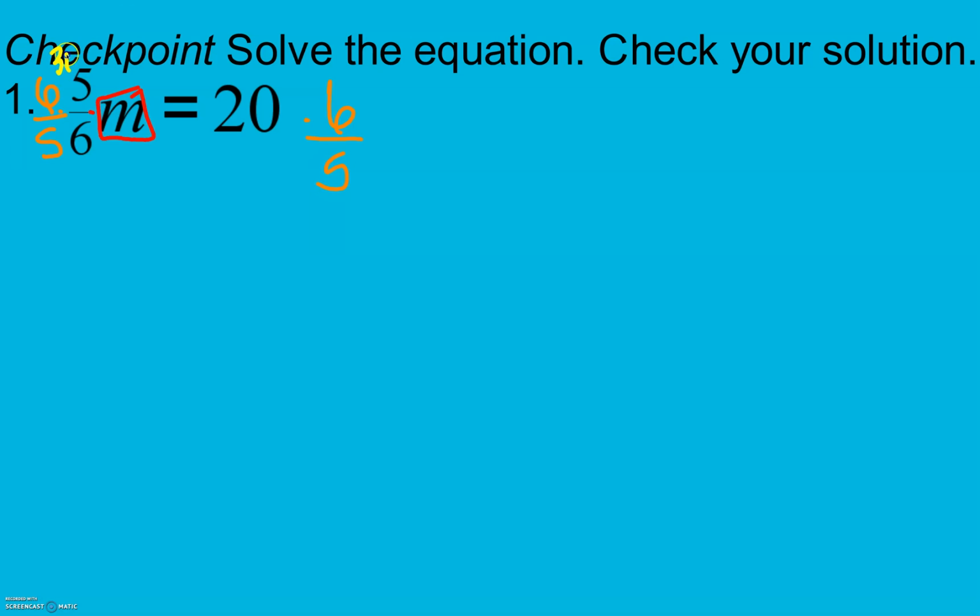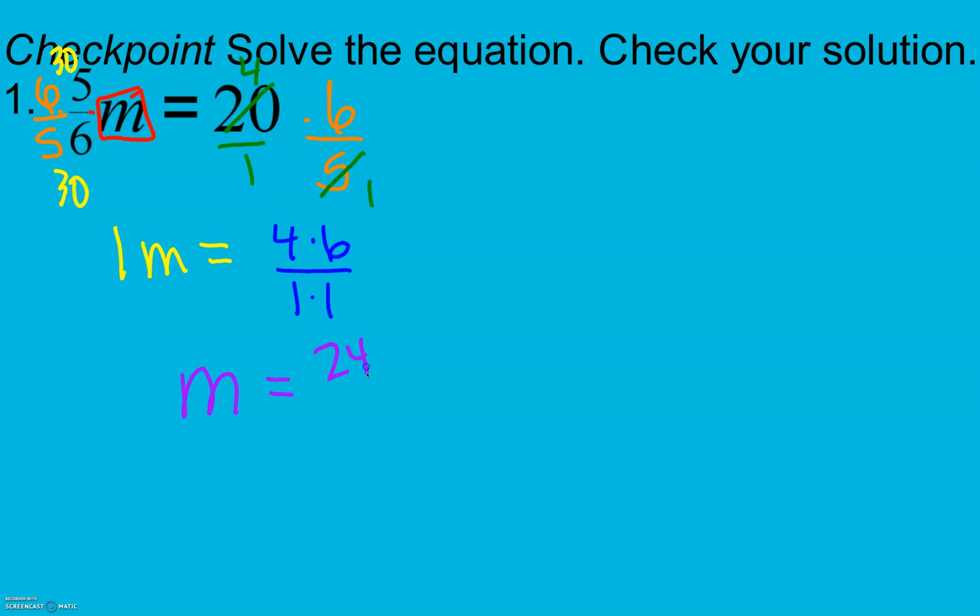This gives me 30 over 30, so 1m. I can write 20 as 20 over 1, and I can reduce here. 5 divided by 5 is 1, and 20 divided by 5 is 4. So what I have is 4 times 6 over 1 times 1. So I get m equals 24 over 1. And anything divided by 1 is itself. So here I get 24.